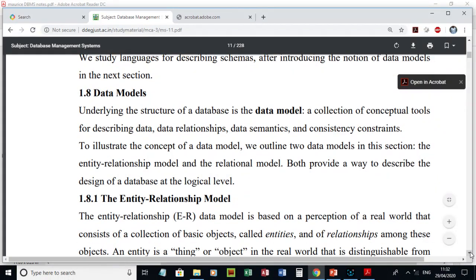Predictive relationship model. As I have told you, it describes the logical way in which the data must be stored in the database. The logical way.